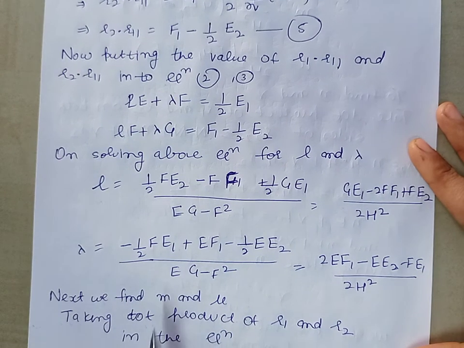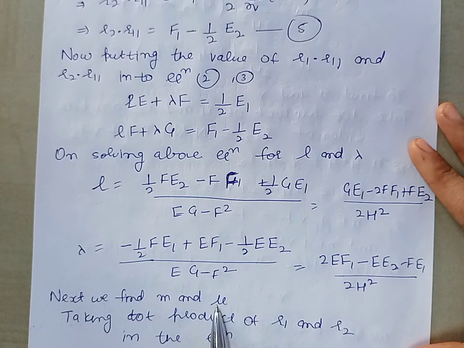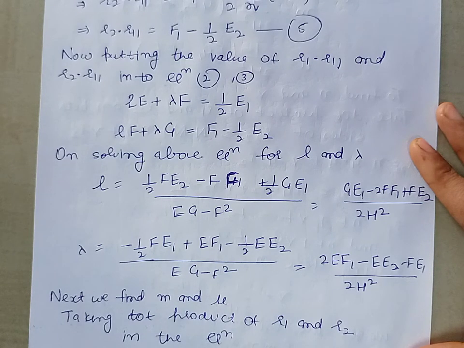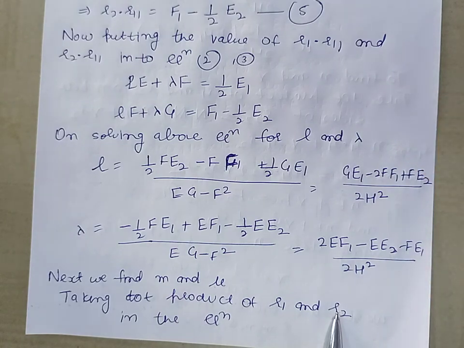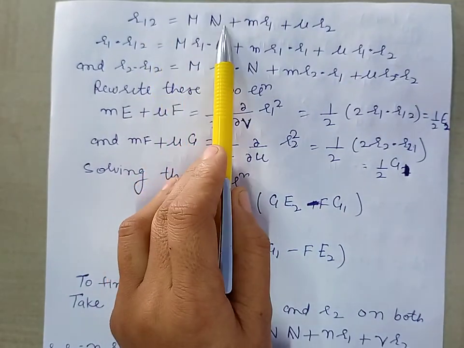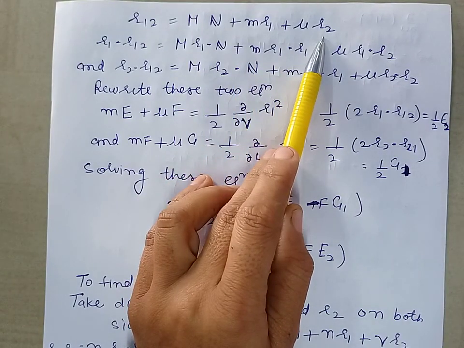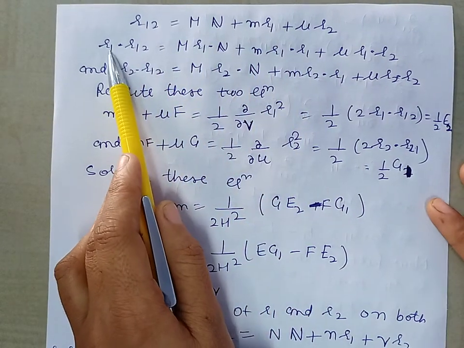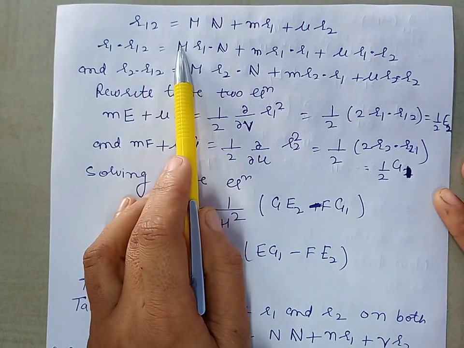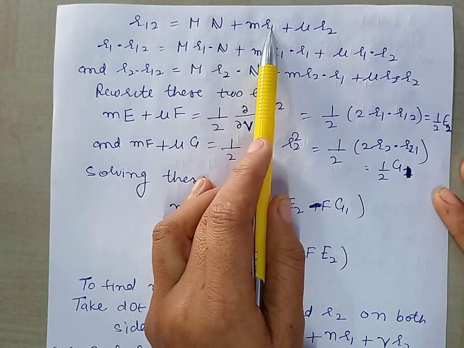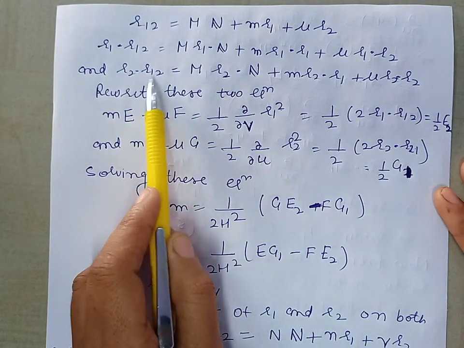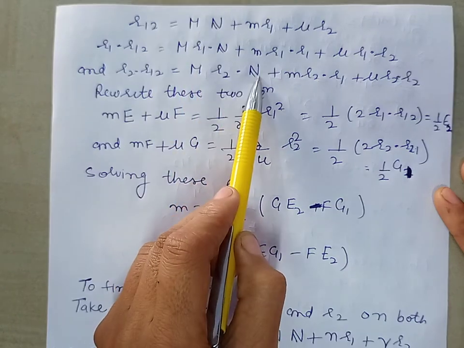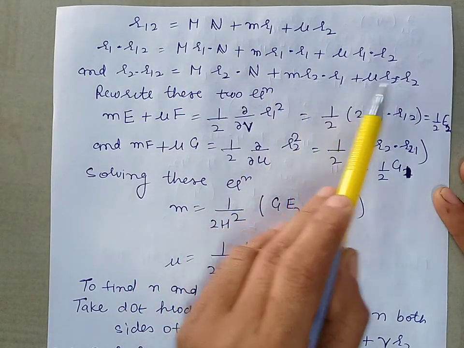Now we find next the value of M and mu. As in the first case, we have taken the dot product with vectors r1 and r2 on both sides of the first Gauss equation, now we take the dot product of r1 and r2 in the second Gauss equation, which is the equation r12 is equal to Mn plus M r1 plus mu r2. So in this equation, taking dot product with vector r1, this will become r1 dot r12 is equal to M into r1 dot n plus M into r1 dot r1 plus mu into r1 dot r2. And if we take dot product with r2 here, this will become r2 dot r12 is equal to M into r2 dot n plus M into r2 dot r1 plus mu into r2 dot r2.